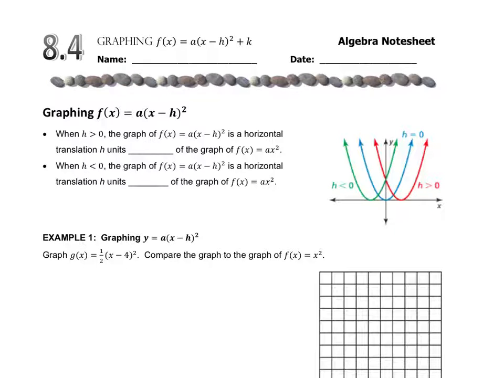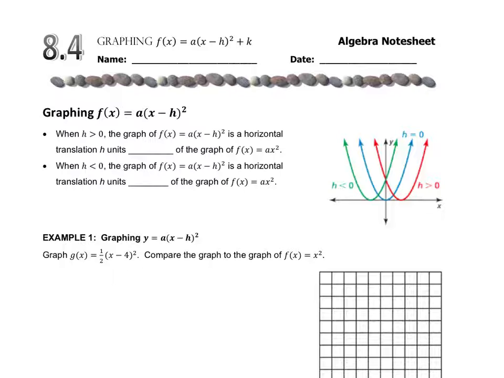Today we're talking about graphing f of x equals a times x minus h squared plus k. So first let's start without the k. In the first one, when we have a times x minus h squared, we want to look at what that h is telling us. The h on the inside, when h is greater than 0, is telling us a horizontal translation from the f of x equals ax squared.